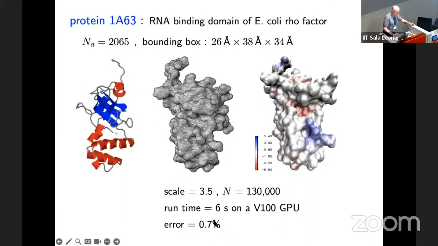And we can determine that the error here is under 1%. It's 0.7%, determined by the scale here. Okay, 3.5 gives us that error. So this is a lot faster than what we were able to do with our previous version 1.0.